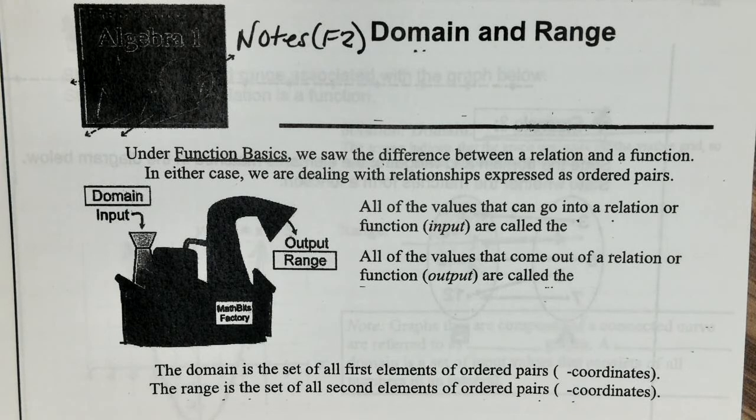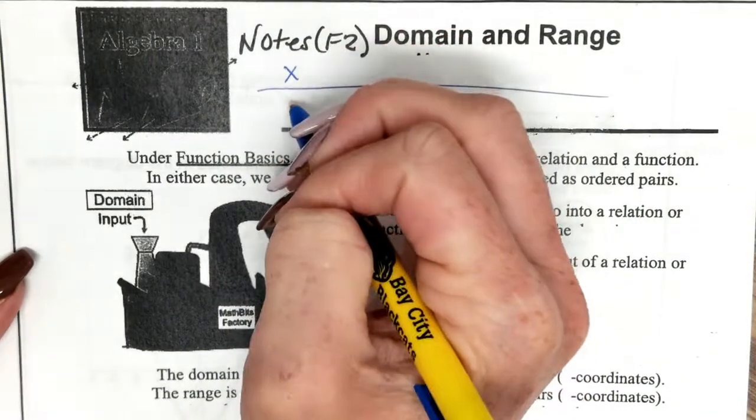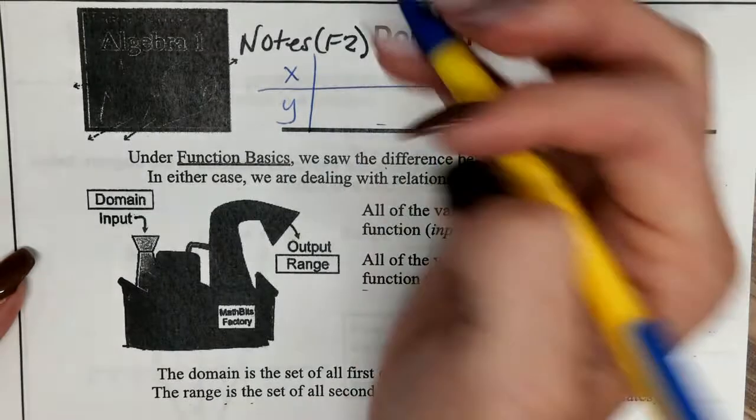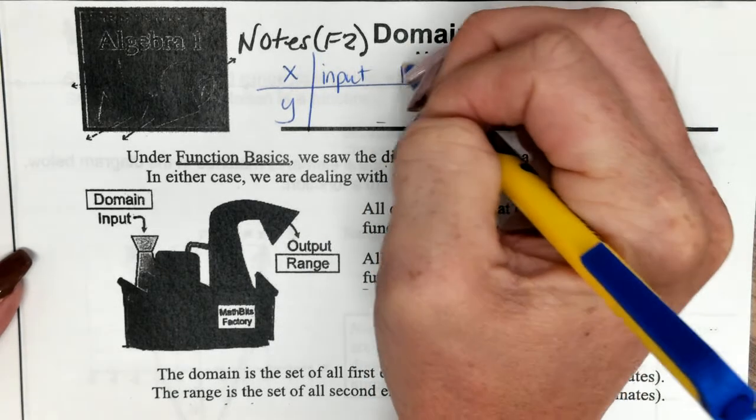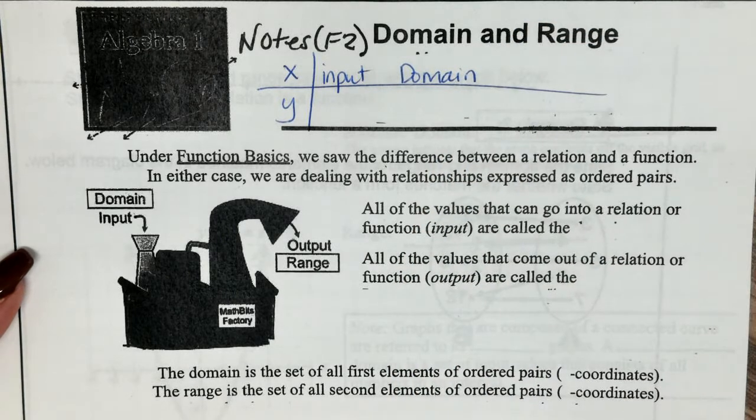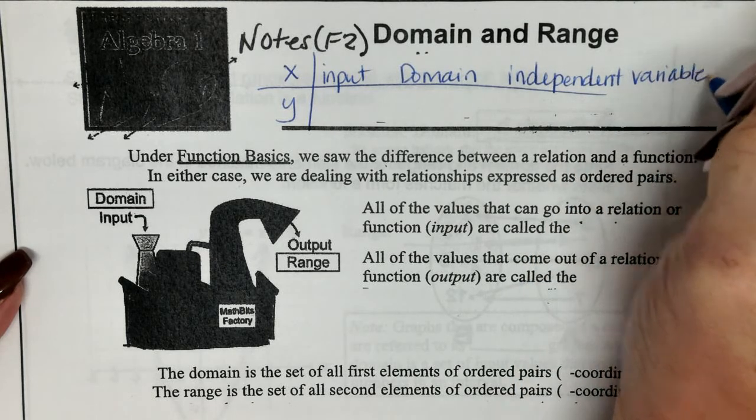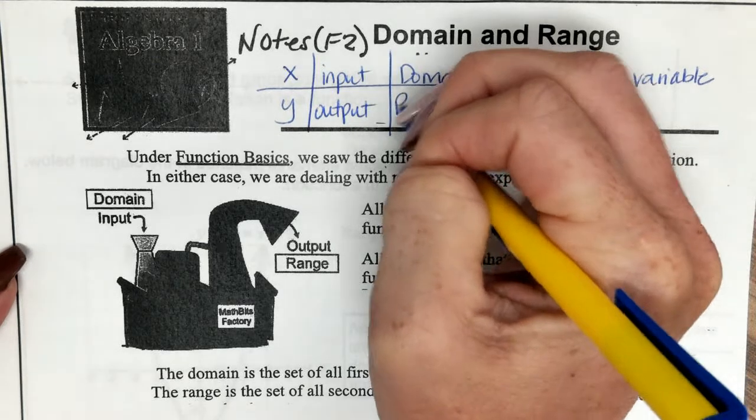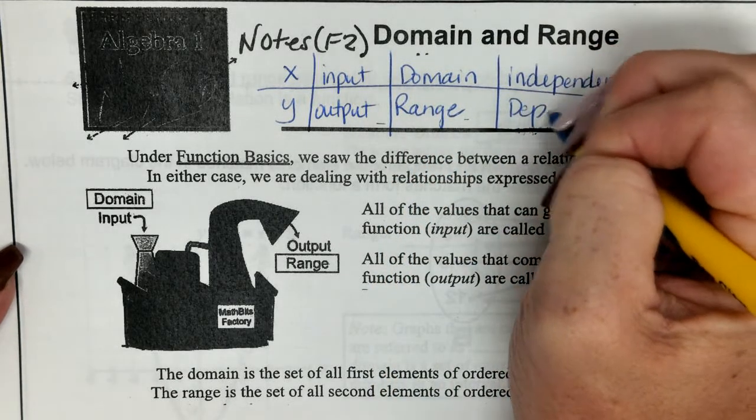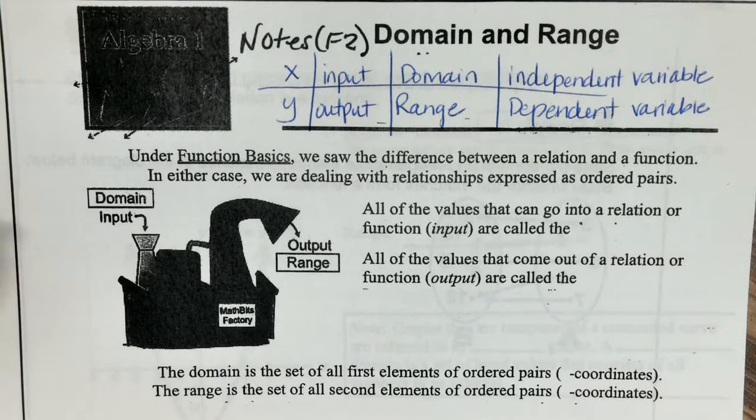Okay, well let's just quickly review. We learned that in a function you have your x, and the x can be called the what? Input. The domain. And it can also be called the independent variable. Y'all remember now? Okay. So the y is the output, also known as the range, and also known as the dependent variable. So today we're focusing on domain and range.